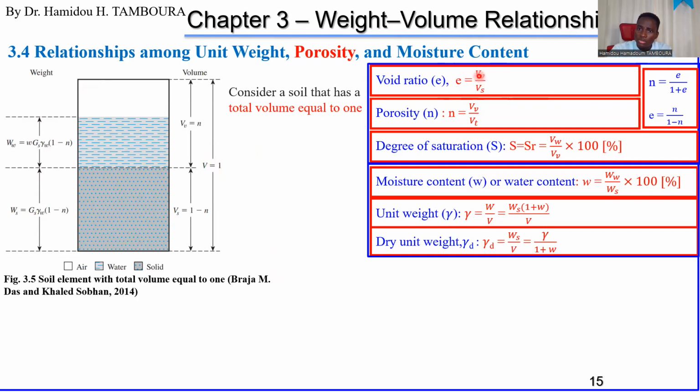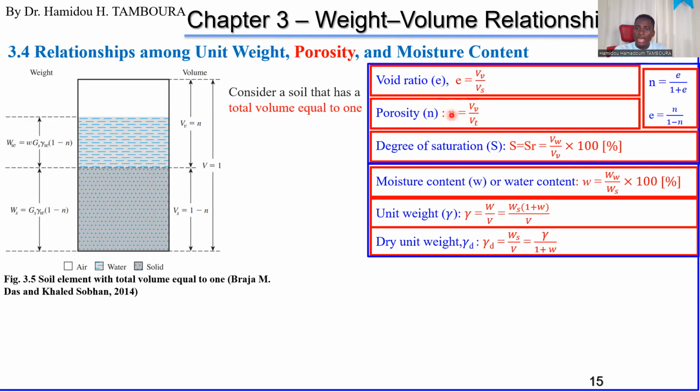E will be what? Vv divided by Vs. It will not help you much. We need a place where we have the total volume. So in that case, if you come here, n, the porosity, is Vv divided by V, the total volume. Actually, you don't need T here. T is standing for total, but you don't need it actually. You can just say V like here. So here, the V is 1.